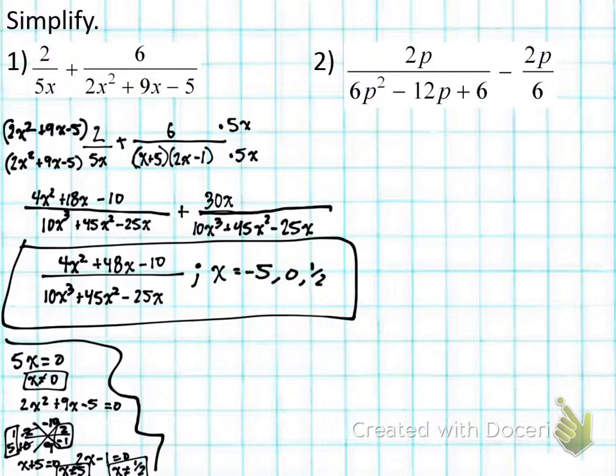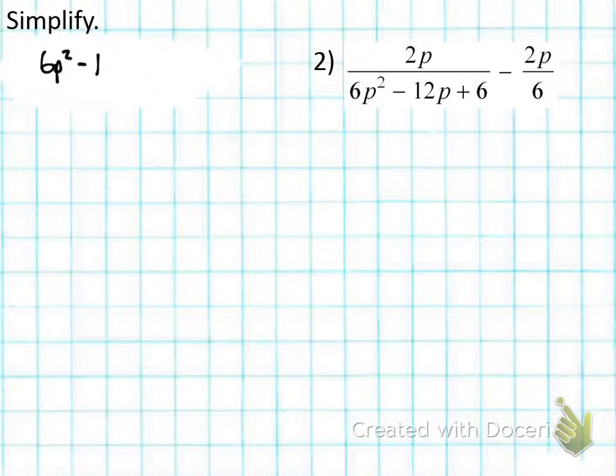Okay, number 2 now. I'm going to start a new slide for number 2 because it does take a little while. I already started writing here. We have an excluded value in the first denominator: 6p squared minus 12p plus 6, all equal to 0. What's the common factor of all three of these terms? 6. Since there's a 0 on the right side, check out how quickly you can simplify. You can divide everything by 6 on both sides.